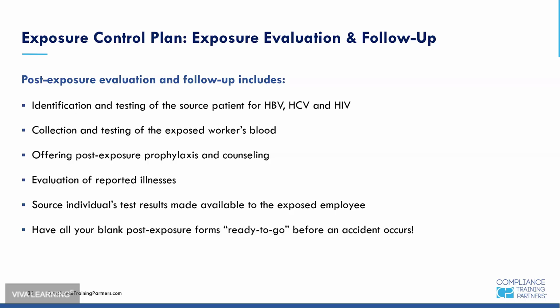And what happens when you go to have that evaluation? Well, first of all, they're going to identify and test the source patient. And what they would really do would be a rapid hepatitis B, C, and HIV test. So they would collect the worker's blood, collect the employee's blood, offer any post-exposure prophylaxis. What if that person had never had immunization? Well, they might recommend starting hepatitis B immunization or maybe an immune globulin injection. And of course, they're going to follow up any reported illnesses over time.